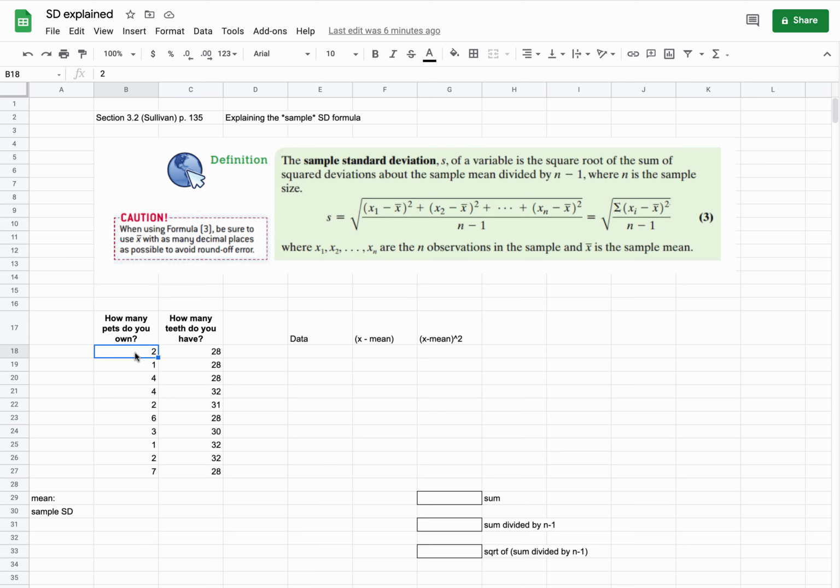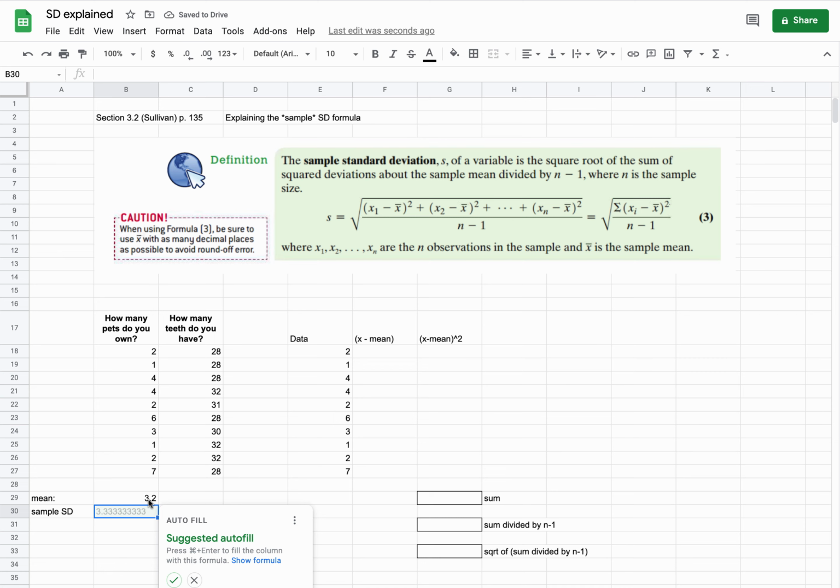Let's work with how many pets do you own. I'm going to copy the data, just highlight it, Command C, copy it, and paste it over here in my data. And I need to come up with the mean of my data set. So how far are 2, 1, 4, 4, 2, 6, 3, 1, 2, and 7 from the average? I'll go back over here and say equals average, and then open a parenthesis, highlight my numbers, close my parenthesis, push enter, and I have my average.